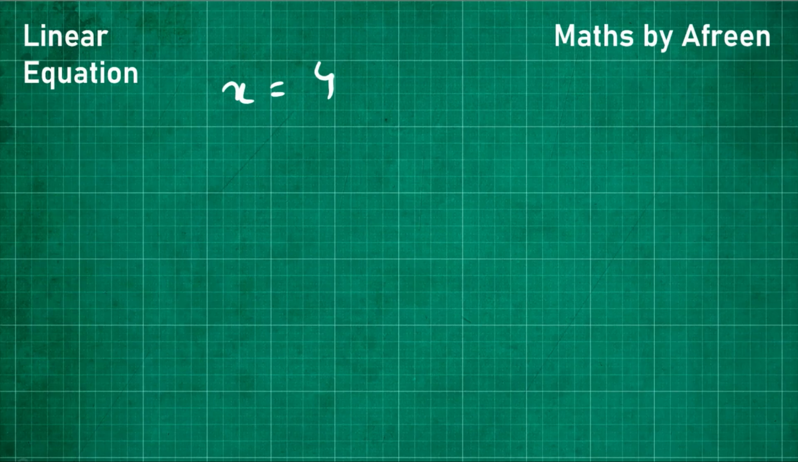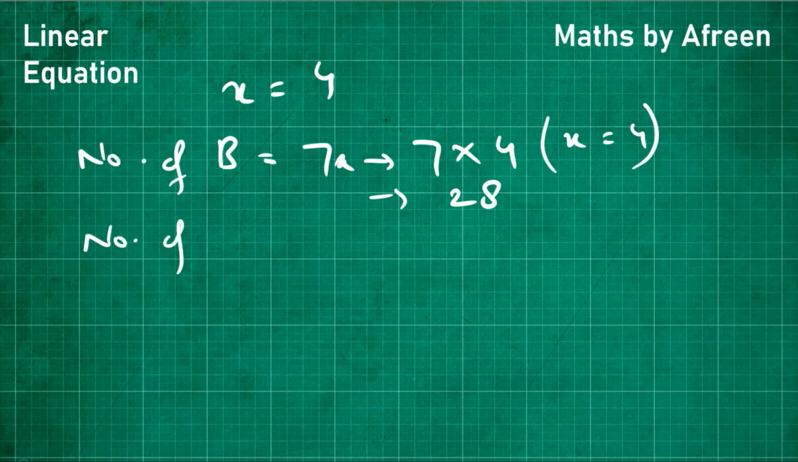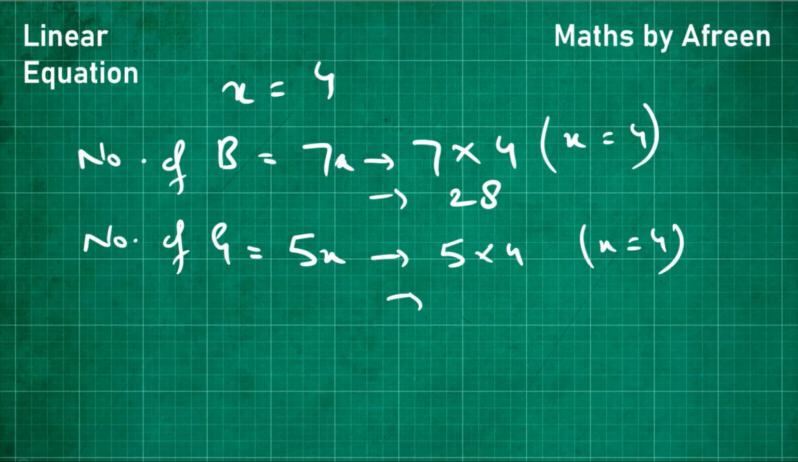Now we will find out the number of boys. Number of boys, that was 7x. Put the value of x: 7 into 4, as x equals 4. That will give you 28. And number of girls, 5x means 5 into 4, x equals 4. That will give you 20. Here we can say that the number of boys is 8 more than the number of girls. Can you see? This is 20, this is 28.